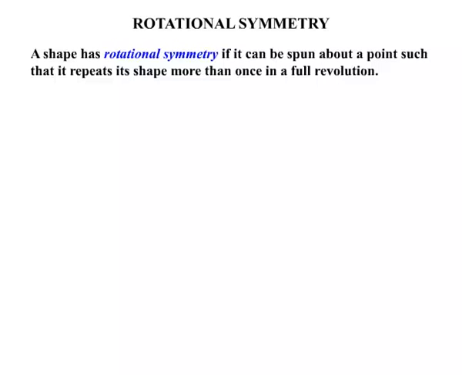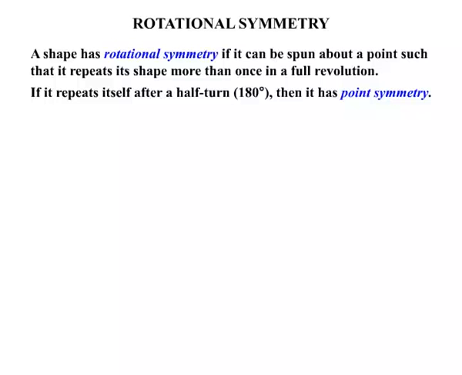In this lesson we look at rotational symmetry. Now a shape has rotational symmetry if it can be spun about a point such that it repeats its shape more than once in a full revolution. Now if it repeats itself after a half turn, which is 180 degrees, then we also say that it has point symmetry. Let's look at some examples.